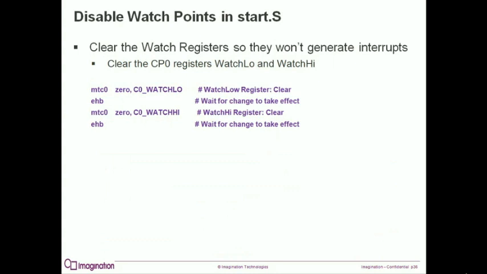I need to make sure I don't get any watchpoint interrupts, so I want to make sure the watch registers are clear. I do this by moving register 0, which always has a value of 0, to the watch registers using the move to coprocessor 0 instruction.